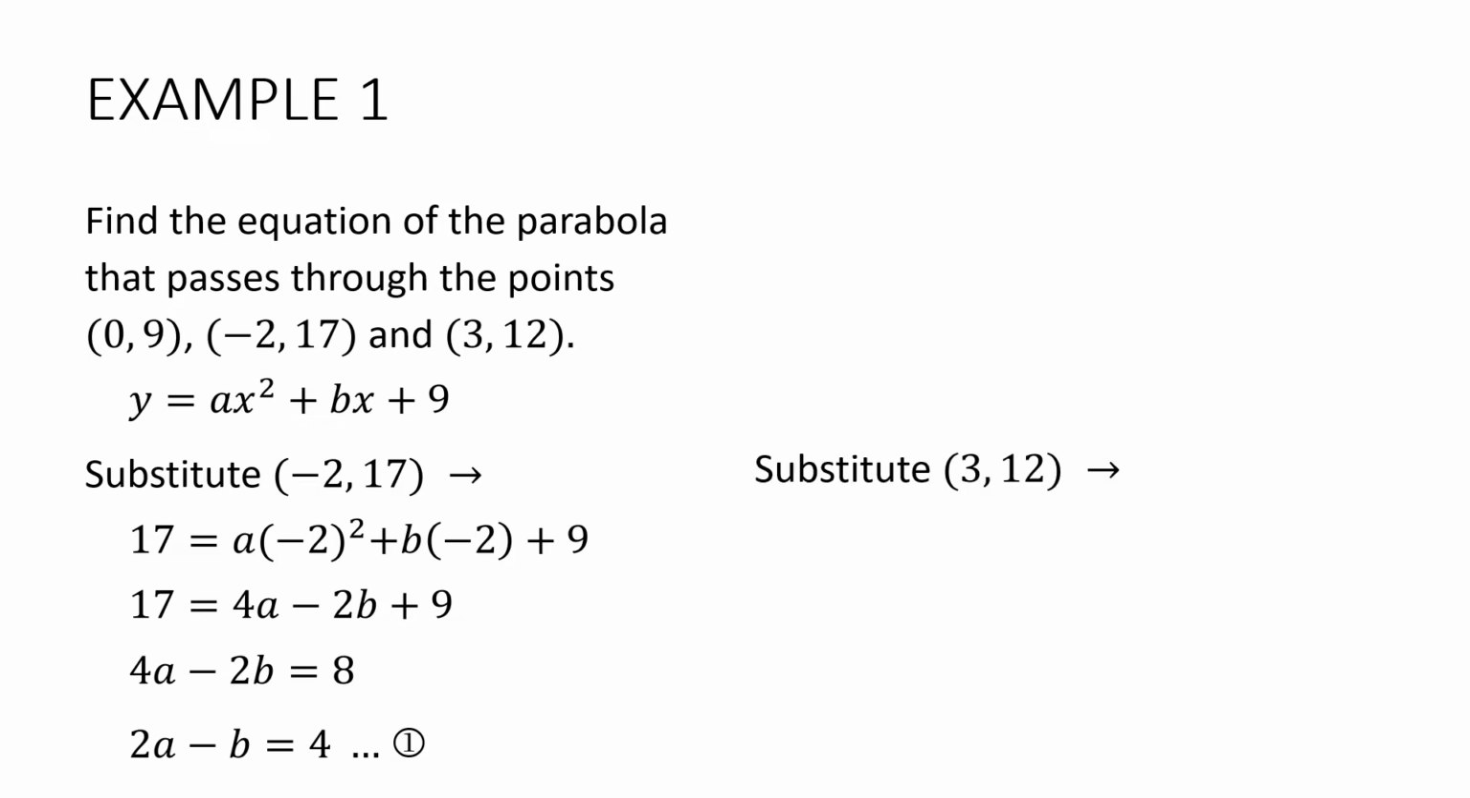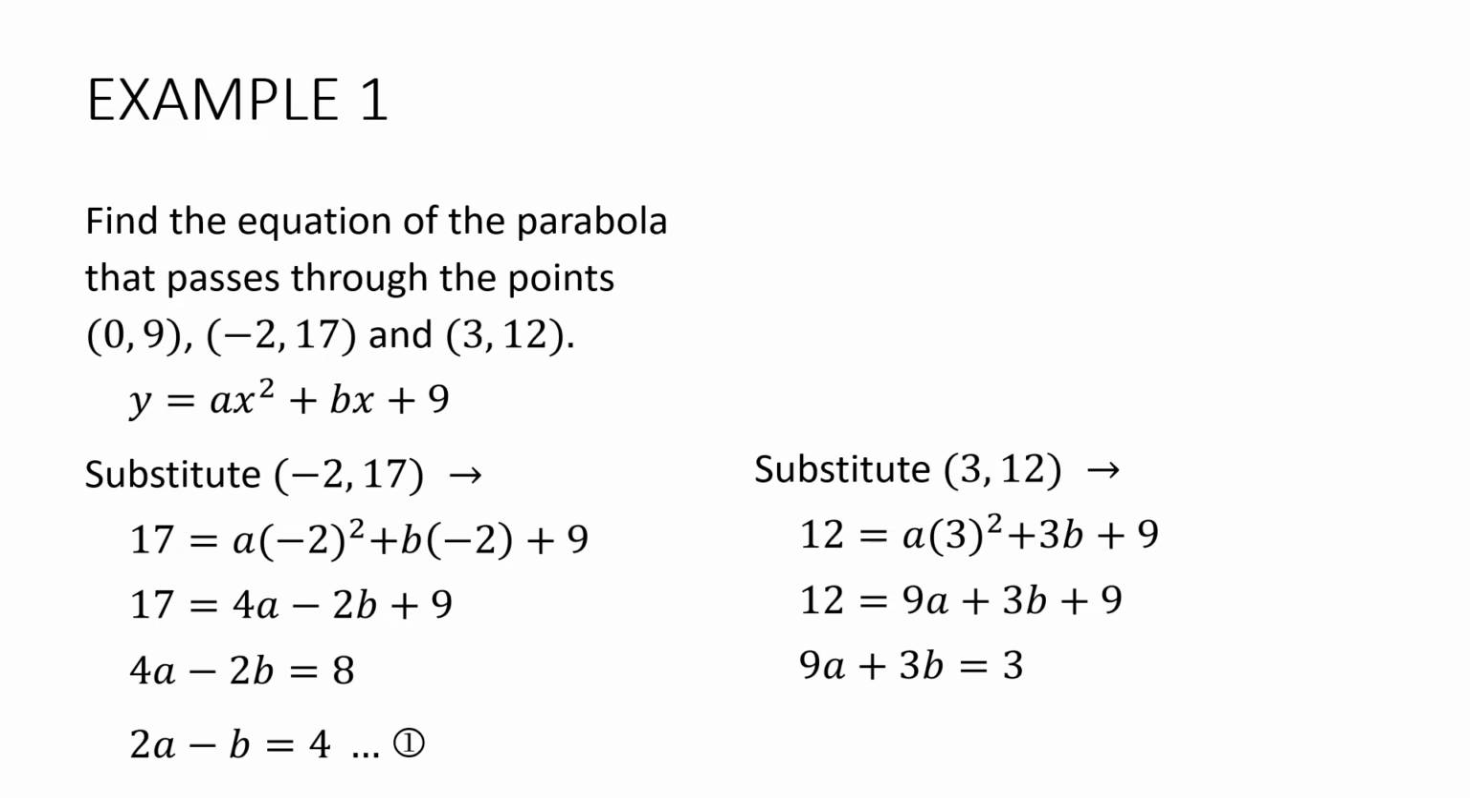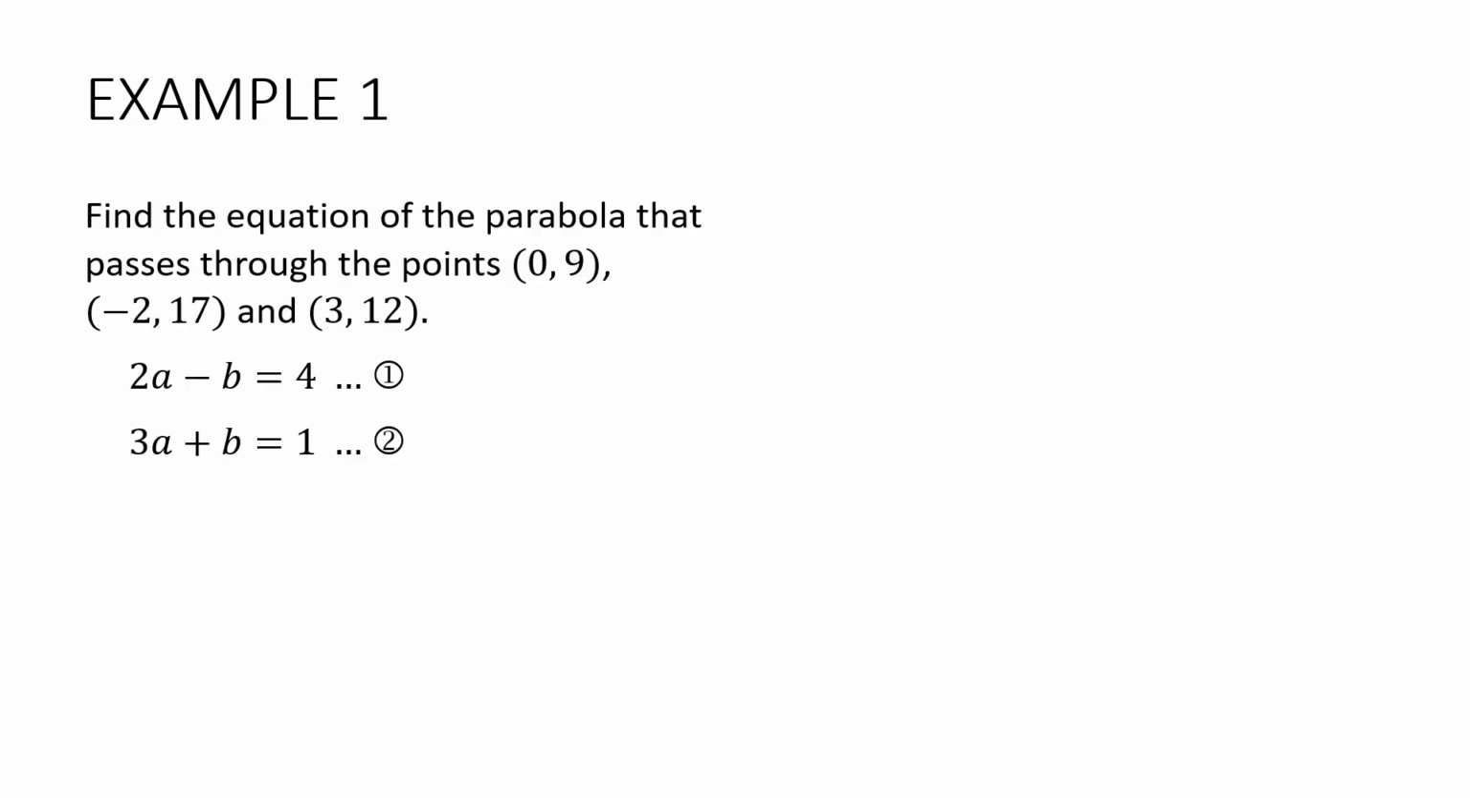Now let's substitute in 3, 12. 12 is equal to a multiplied by 3 squared plus 3b plus 9. Tidying it up, and I can divide everything by 3. And that gives me my second equation. Now I'm just going to use process of elimination. So because I have different signs for the b term there, I'm just going to add these two together. So I get 2a plus 3a is 5a, 4 plus 1 is 5, and so a is equal to 1.